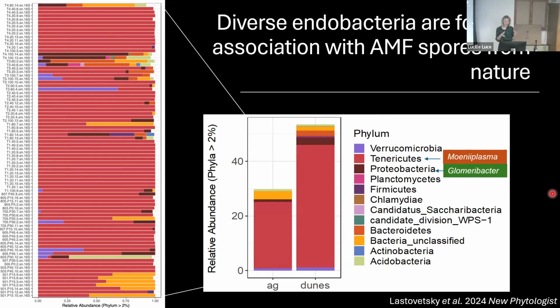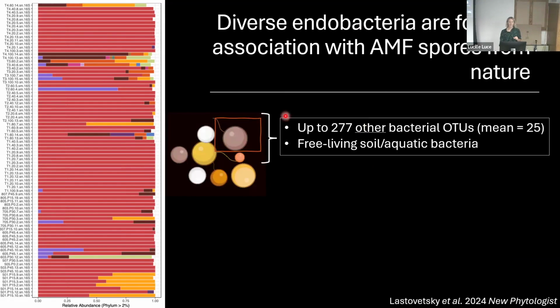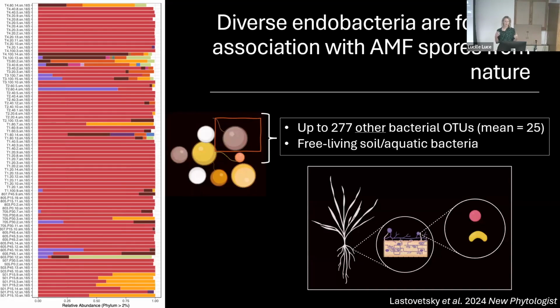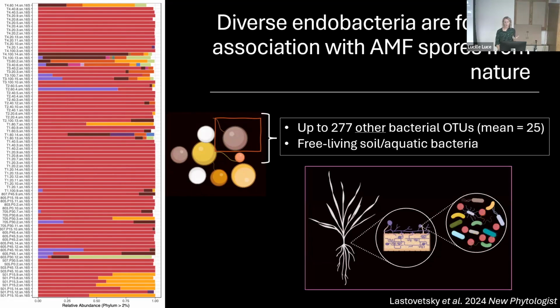But the point is that from these plots, you can see that we detected endobacteria associated with these spores belonging to 10 other bacterial phyla. And in fact, an individual AMF spore could be home to as many as 277 other bacterial OTUs, which is an approximation for bacterial species, that were not Glomeribacter or Mycoplasma, with an average of about 25 other bacterial OTUs detected per spore. Now, these bacteria are mainly composed of known free-living soil and aquatic bacteria, and they're not previously known to have any kind of an endofungal lifestyle. So this challenges and changes our view of AMF being able to host two different kinds of endobacteria. And in fact, it turns out that AMF spores can be host to whole communities of endobacteria.